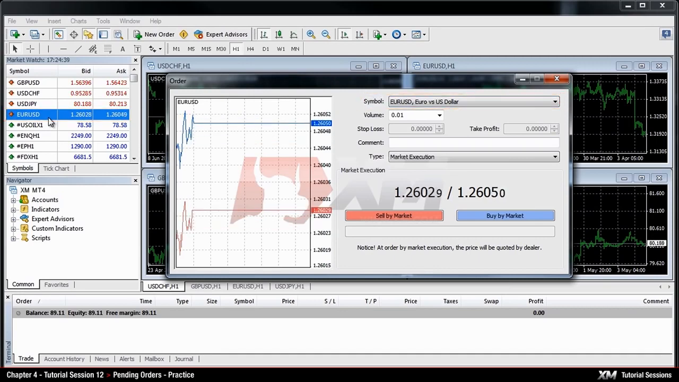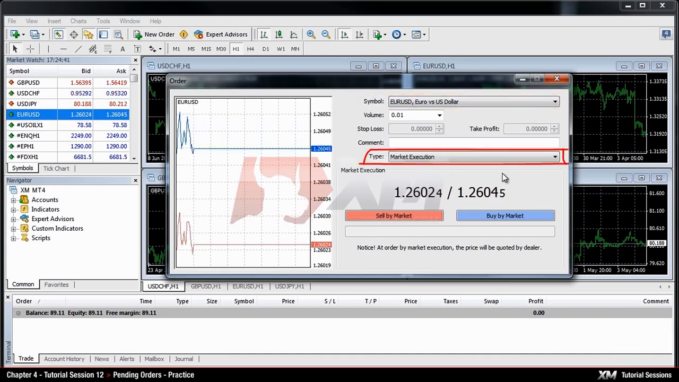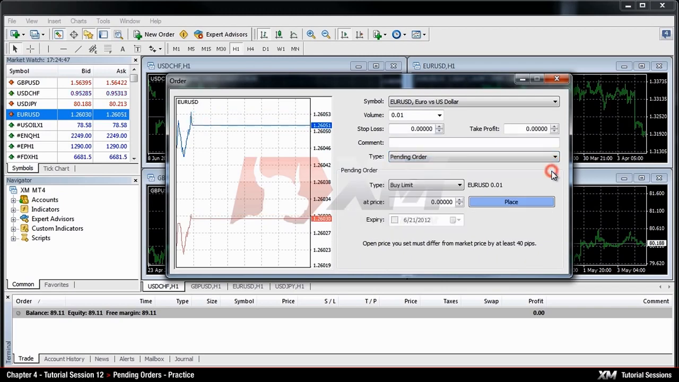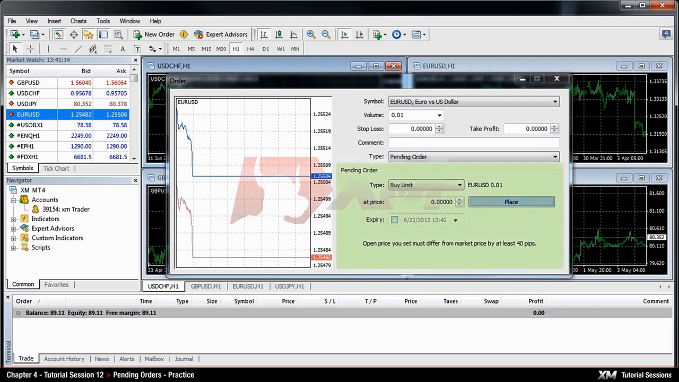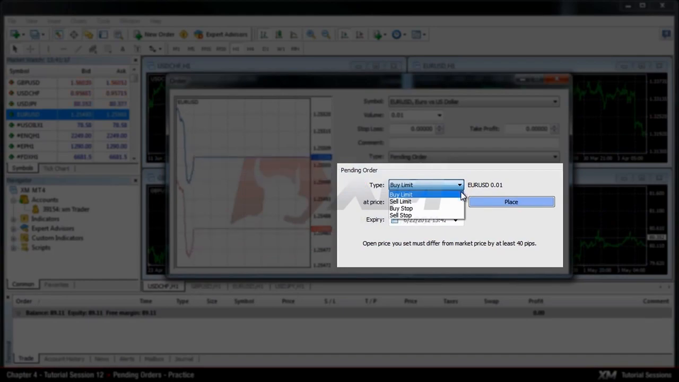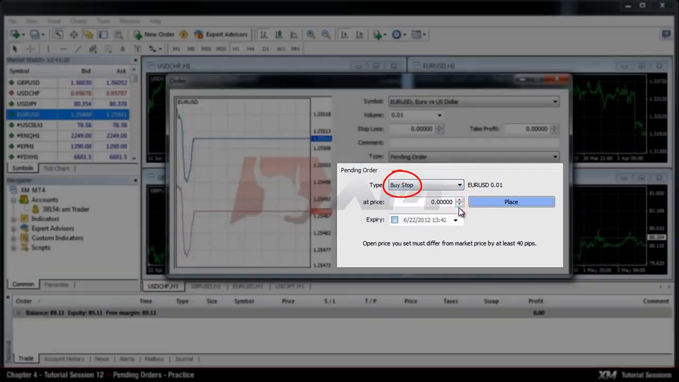The order window will pop up. In the Type option box, first you need to change Market Execution to Pending Order. Now a new section is displayed, with 4 options in the Type box. We will start with the Buy Stop option.